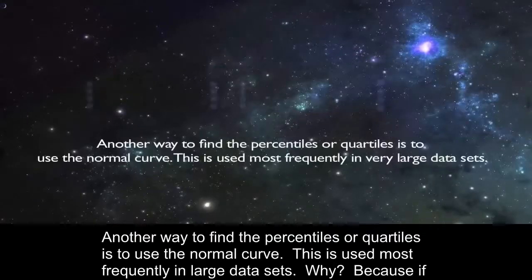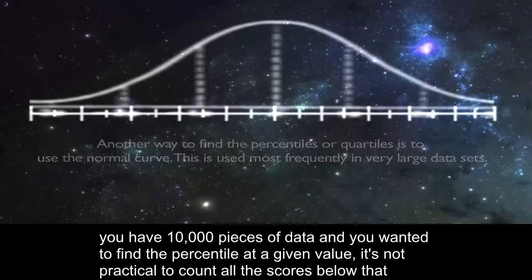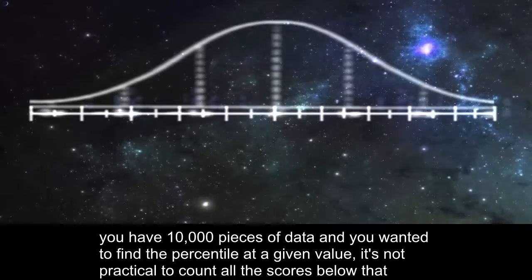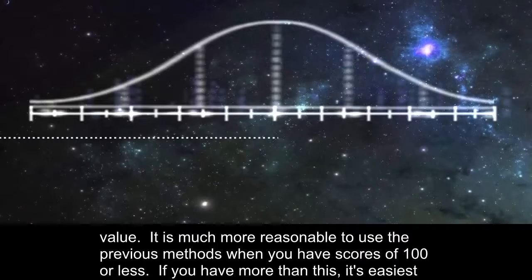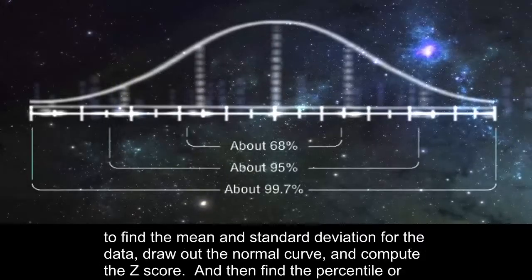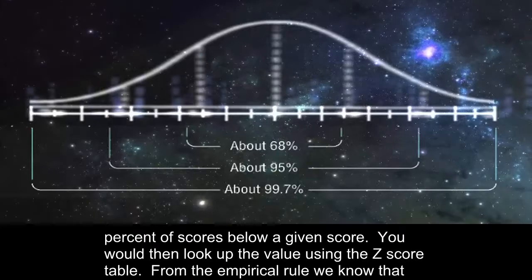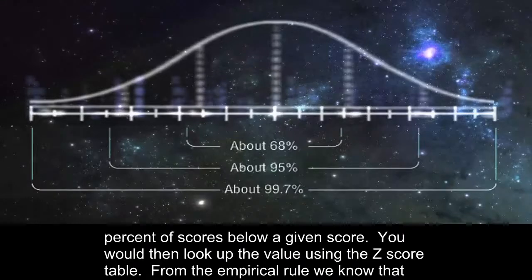Another way to find the percentiles or quartiles is to use the normal curve. This is used most frequently in very large data sets. Why? Because if you have 10,000 pieces of data and you wanted to find the percentile at a given value, it's not practical to count all the scores below that value. It is much more reasonable to use the previous methods when you have scores of 100 or less. If you have more than this, it's easiest to find the mean and standard deviation for the data, draw out the normal curve, and compute the z-score, and then find the percentile or percent of scores below a given score. You would then look up the value using the z-score table.